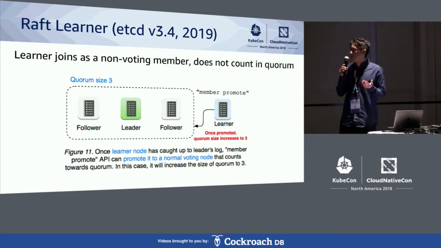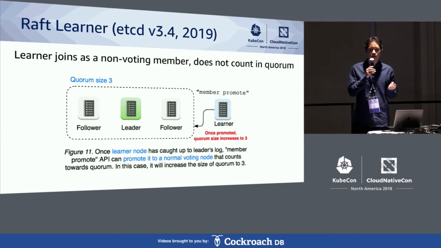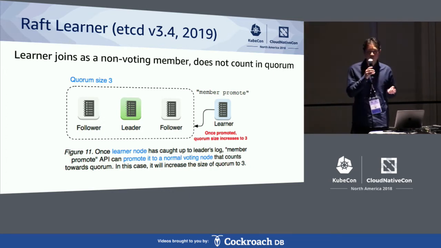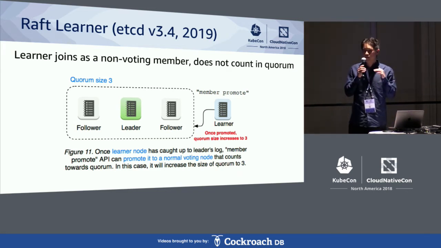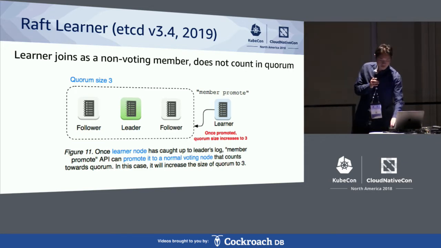To simplify the workflow, you just run the member add command with the learner flag. Once the learner node is ready to be promoted, you just run the member promote command to promote the existing learner node to a voting member. Once promoted, the learner node, now a voting member, would be counted towards the quorum, and the quorum size would change.